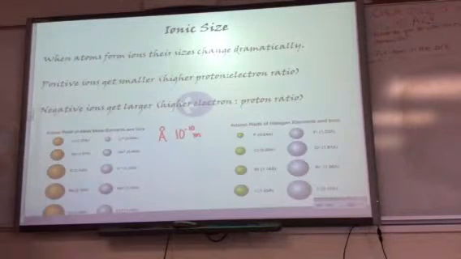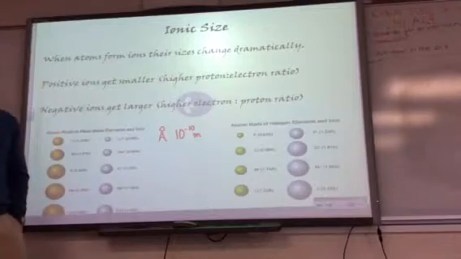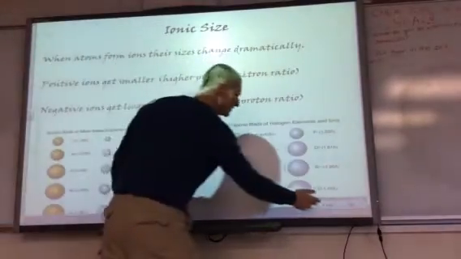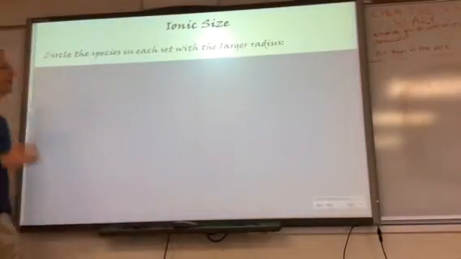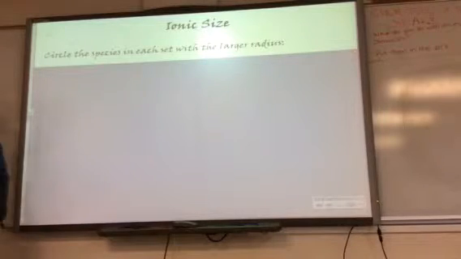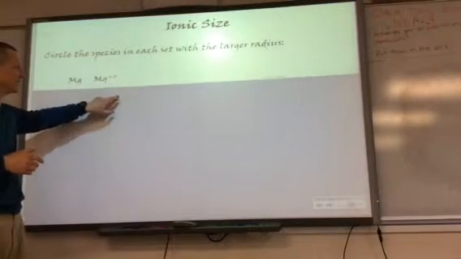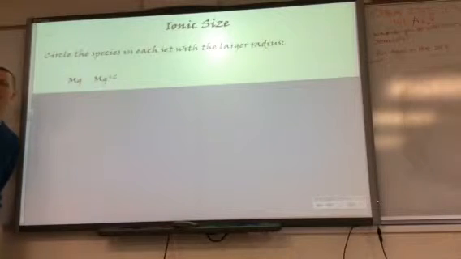Anybody have any questions about that? The next slide has a little exercise for us. I'm going to give you a pair of either atoms or ions or some combination, and I'm going to ask you which one is bigger, which one's got the bigger radius between these two. The first one should be really easy. Magnesium, the element, or the magnesium ion. Which one would be bigger?